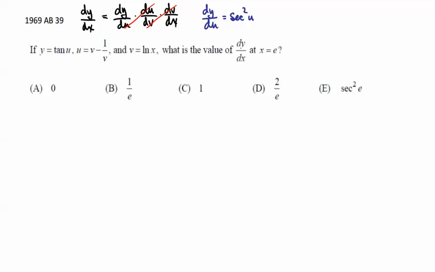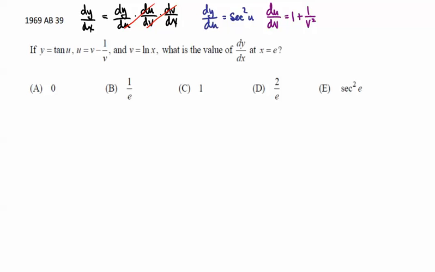Next, let's take the derivative of u with respect to v. Well, du dv is 1 minus, and 1 over v is the same as v to the negative first. So we're going to bring down the negative 1. So that's going to make this plus, and then it's going to be 1 over v squared. So the derivative of negative 1 over v is going to be positive 1 over v squared.